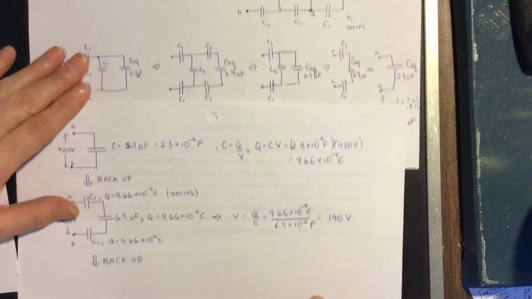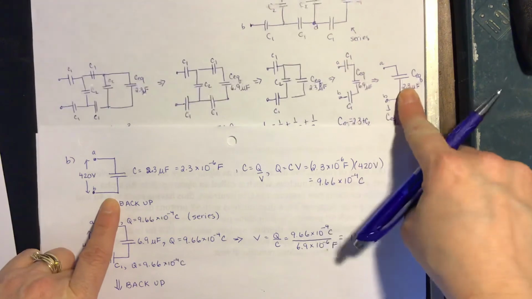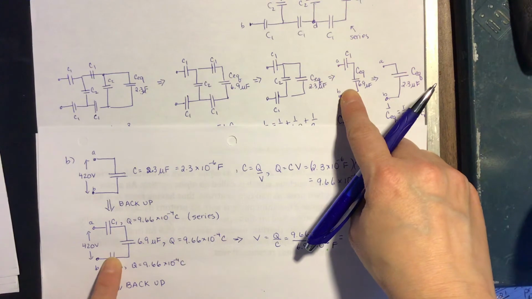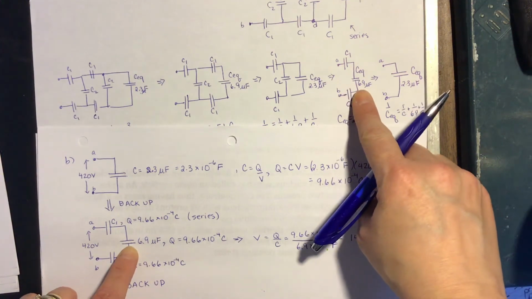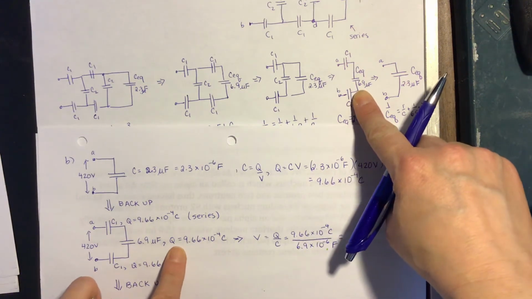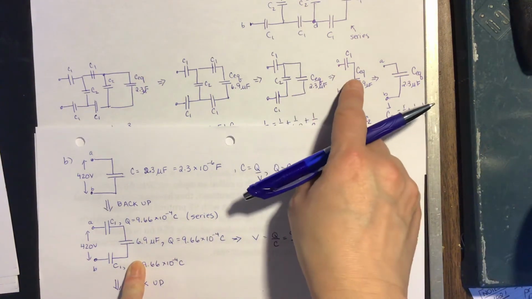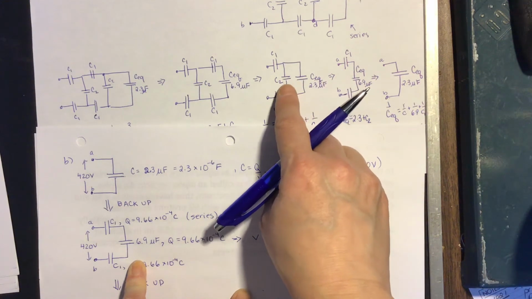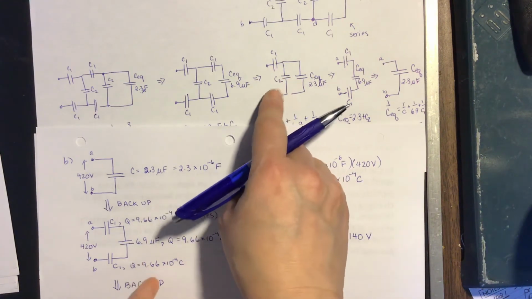So far in our backup steps, we thought about this one and we found our capacitance here and our charge. Then we backed up to here and we found some charges across these two guys. We found the equivalent capacitance here was 6.9. We found the charge on this was the same as these guys because they're a series connection. We use the charge and the capacitance to find the potential. Let's back up one more step. This one is a parallel equivalent of these two. Since they're a parallel equivalent, these two are going to have the same potential, and this is the capacitor we're interested in. So let's back up to this step, write down what we know, and see what we can figure out.